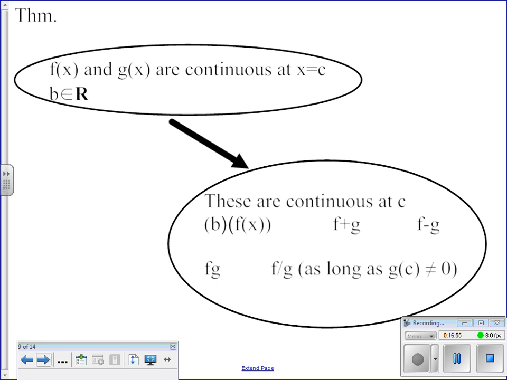There's not a lot of calculus of complex numbers anyways. What does element mean? B is an element of the real numbers. That means B is within the set.